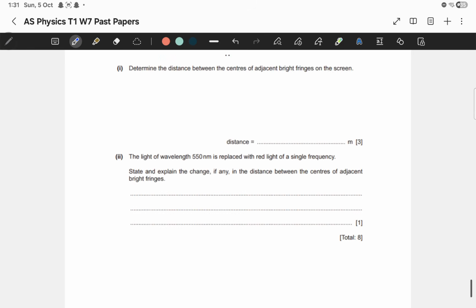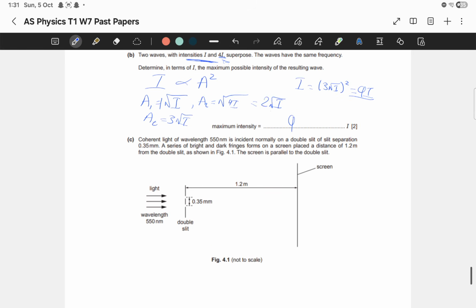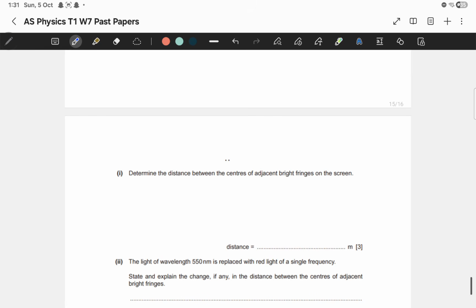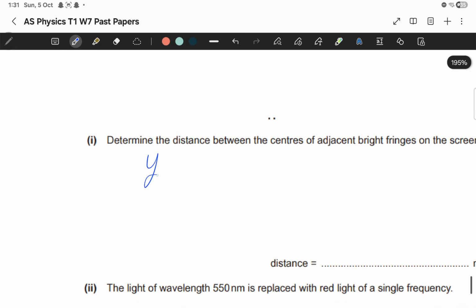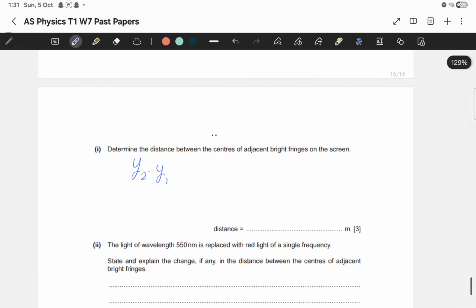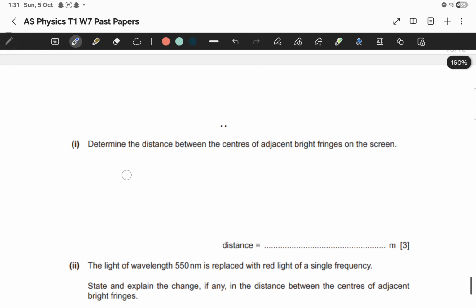Now, I just have this one too. Okay, coherent, fine, I don't need to read this. This is my lambda, this is my small d, this is my capital D. Okay, what do they want? They want the distance between the centers. So they want, for example, y2 minus y1, which is going to give me delta y, equal to lambda D over d. I'm going to solve it using this.